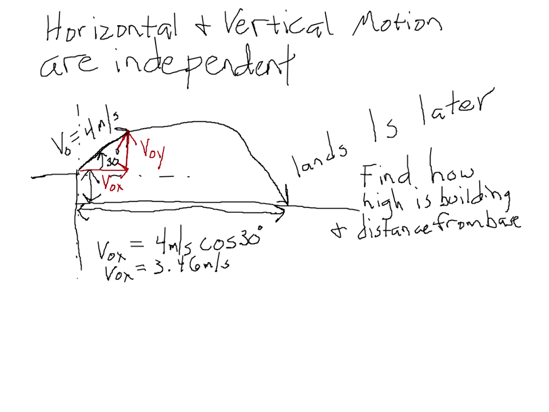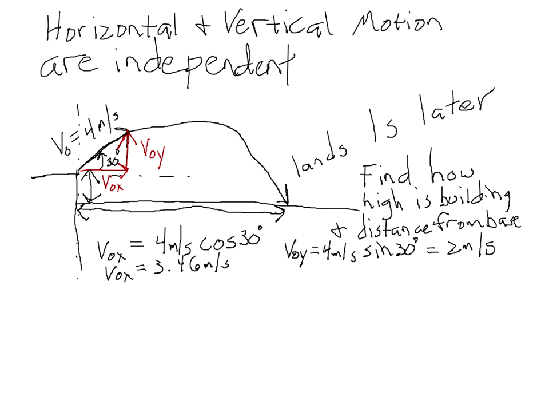And v0y, because it's opposite to the 30-degree angle, then trigonometry says I need to use sine. So v0y is equal to 4 meters per second times the sine of 30. Sine of 30 is a half, so v0y is 2 meters per second. Now we've resolved the initial motion into the x part and the y part. That's always the first step when you're working a projectile motion problem.